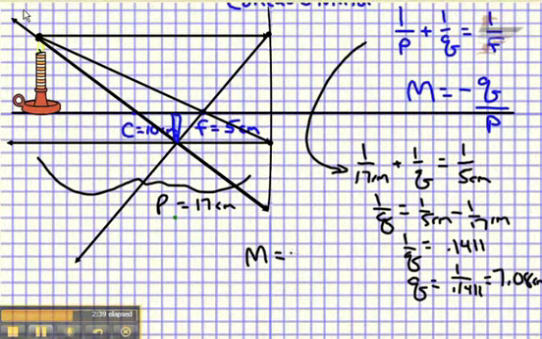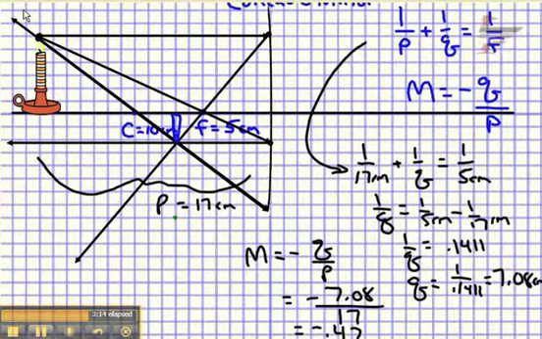The magnification is equal to negative Q over P, and we could measure the size of the image, and that would be equal to negative 7.08 divided by the object distance, which is 17. If you take 7.08 and divide it by 17, that gives you a magnification of 0.42, and that would be negative. The negative sign indicates that the image is inverted, and 0.42 means it's a little bit less than half the size. And that's how you do a problem involving an object outside of 2 focal lengths for a concave mirror.